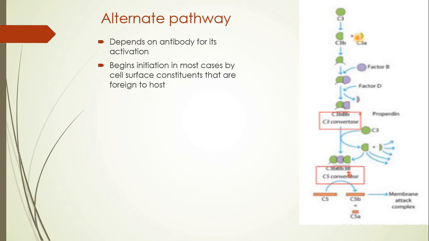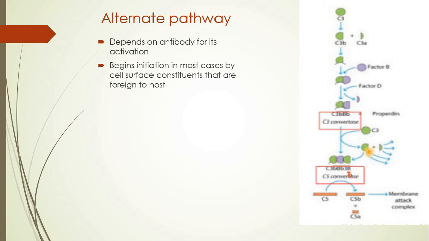C3A is the smaller fragment, it will be released as it is, whereas C3B will attract the factor B and get associated with factor B. Later, the factor B will help in activating factor D, which will help in release of the inactive part of factor D, and therefore it will attract the properdin. This properdin will help in cleaving the C3 into two components, that is C3B and C3A.